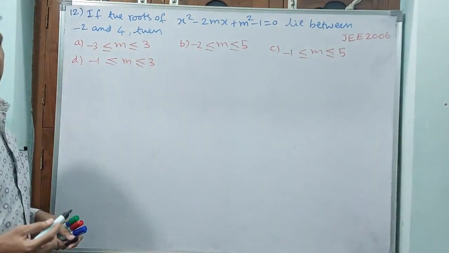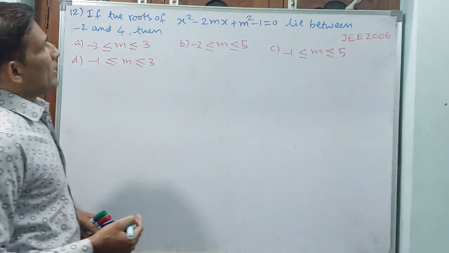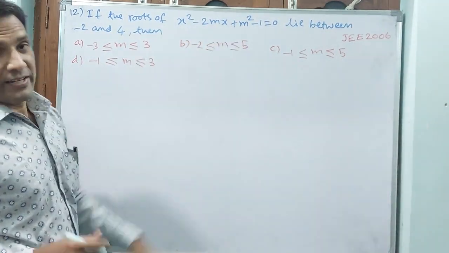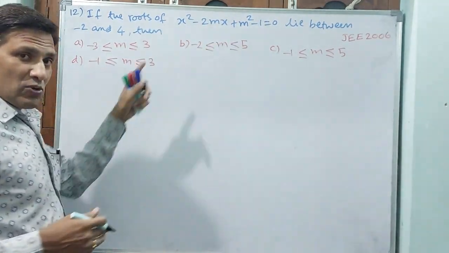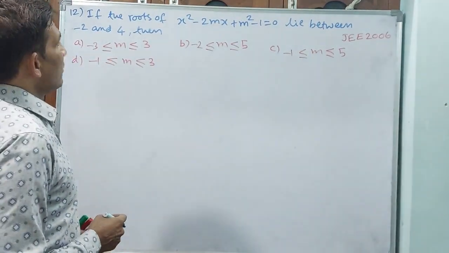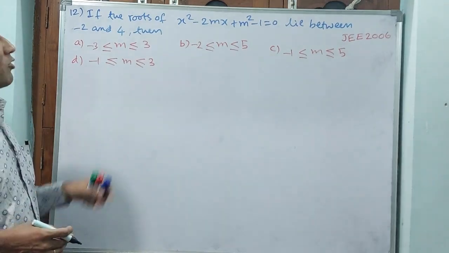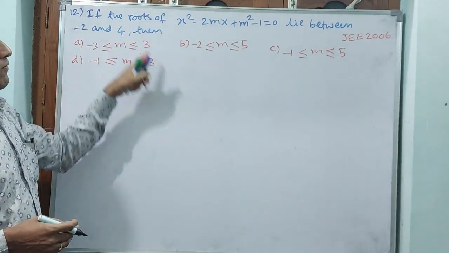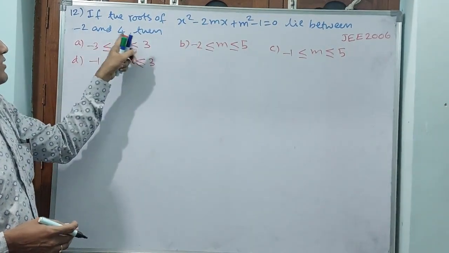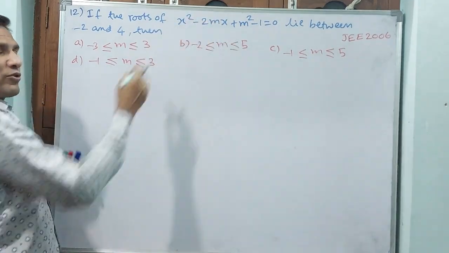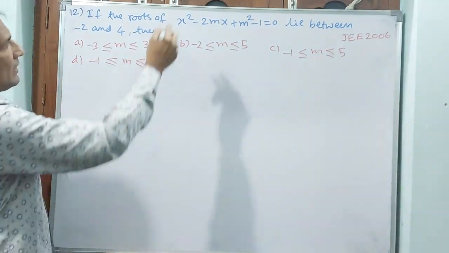What we do, in discriminant form we are going to find x value here. Why? Because x square, x is there. Based on x value only you are going to get the m value. But the hint they have given is that root lies between minus 2 and 4. That means x lies between minus 2 and 4. Based on x value from minus 2 and 4, then you are going to get m value. That is the logic. Let us proceed further.